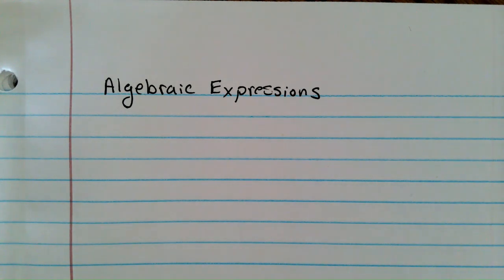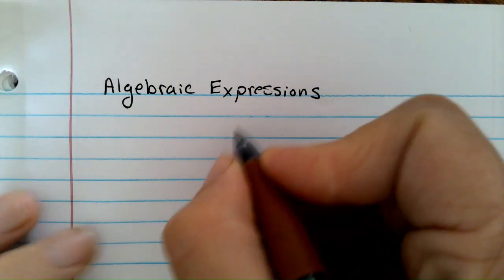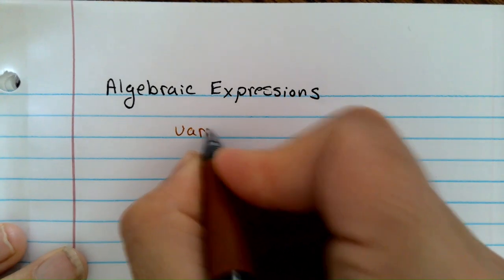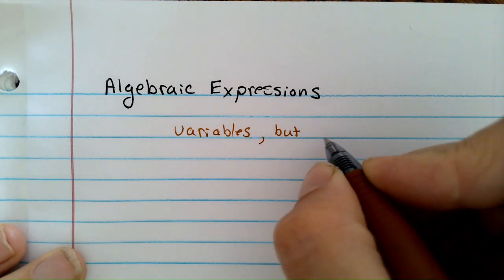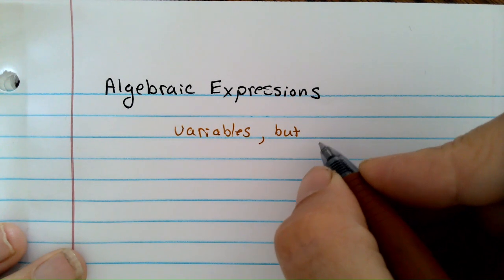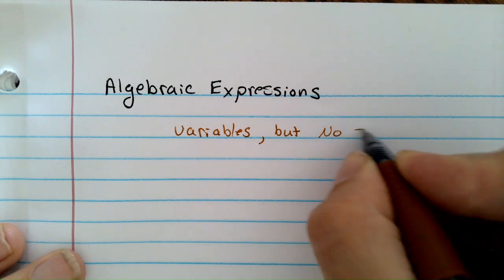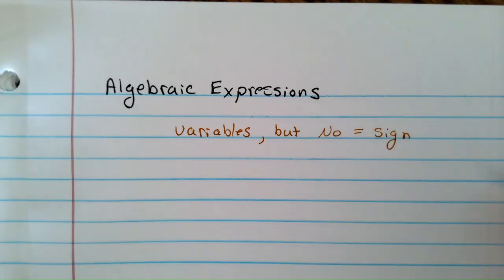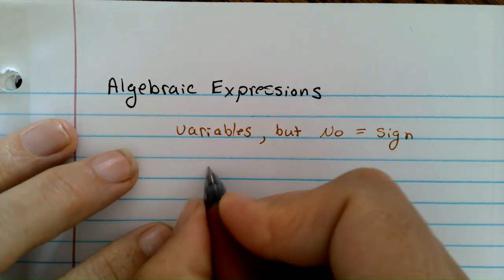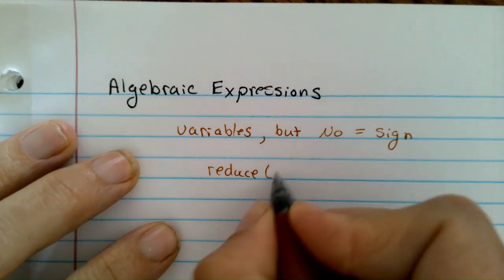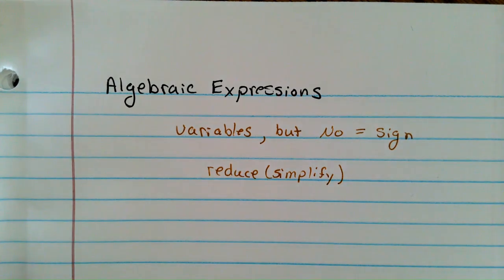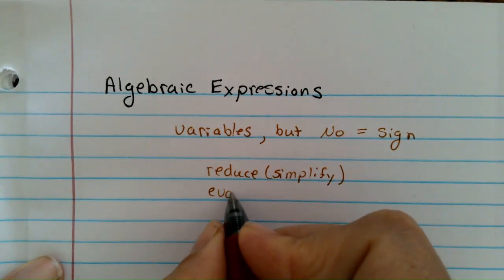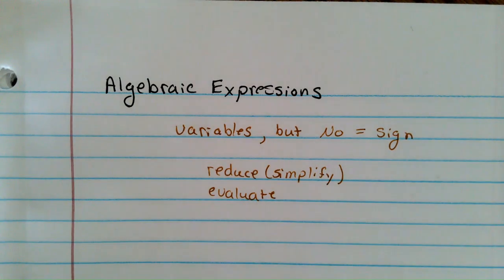Welcome to Algebraic Expressions. A big key here is that expressions will have variables, but they will not have an equal sign. So we can only simplify or reduce them. Occasionally we can evaluate. We will not be solving. So you're not going to find out what x is. You can reduce or simplify. If the problem gives you values for each variable, then you could evaluate by doing order of operations. But again, there's no solving because there's no equal sign.